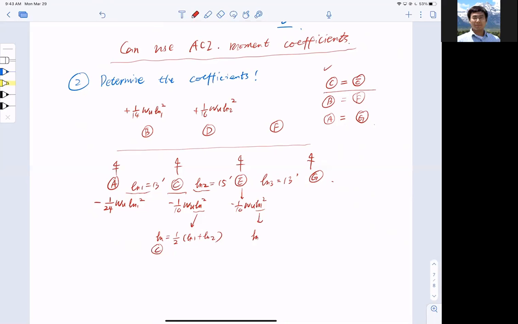Sorry, cannot see this straight. So E here, Ln here has to be the average, right? So it has to be 1/2 (Ln2 plus Ln3). That is the average. Now F here equal to B, so 1/14 omega u Ln3 squared. And G equal to A, that is minus 1/24 omega u Ln3 squared. Clear out this point.